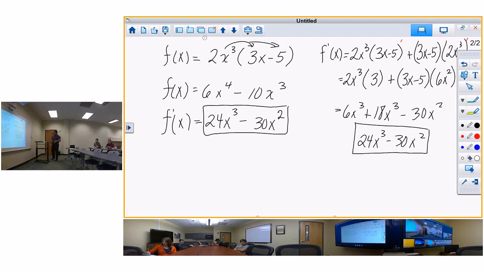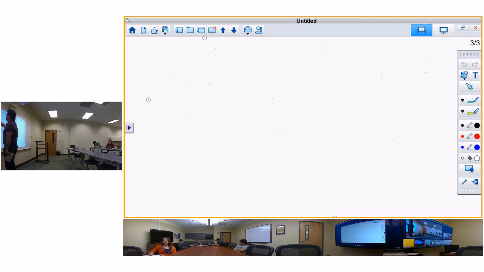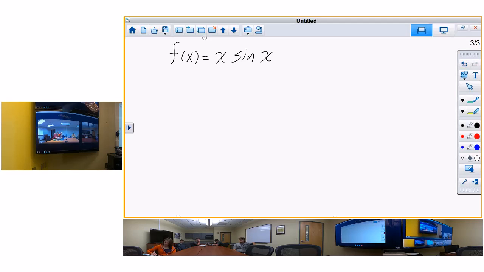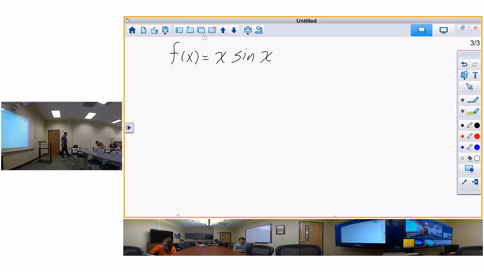All right, so let's do another one. And let's just throw the sine in there because we do want you to be able to take the derivative of the sine. And I'm just going to throw one in here. F of x is equal to x times the sine of x. Okay, now you're going to have to use your calculus here because you can't use algebra. So go ahead and do the first times the derivative of the second plus the second times the derivative of the first.